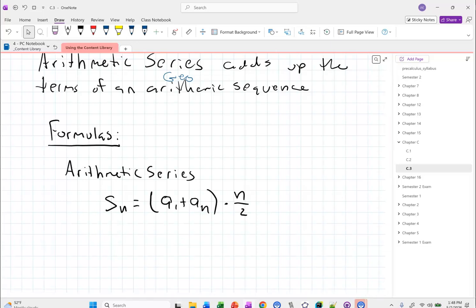So for an arithmetic series, our formula to calculate that sum is the first term plus the last term times n over 2, where n is the number of terms we're adding together, right?